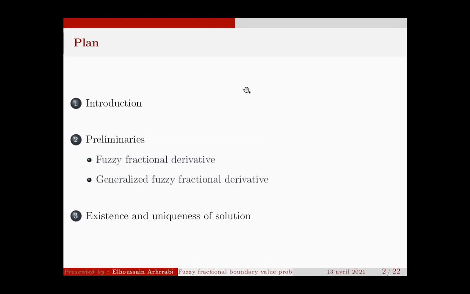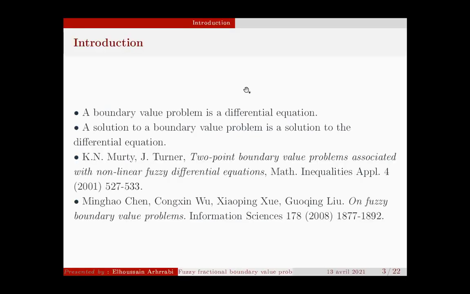This is the plan of our presentation. We will start with a short introduction. Then in the second section, we will give some definitions and theorems that will be used in what follows. And in the last section, we will present our theorem concerning the existence and uniqueness of the solution. A boundary value problem is a differential equation together with a set of additional constraints called the boundary conditions. A solution to a boundary value problem is a solution to the differential equation that also satisfies the boundary conditions.